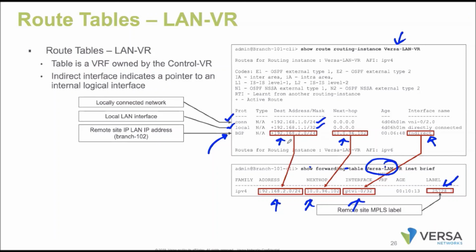Whenever the traffic is going towards this destination, it goes with this tunnel interface PTY 0/32, and it includes one MPLS label. So make use of this command to understand which next hop it is directly pointing towards in order to reach the destination, as well as what VPN label is going to be used on the path.